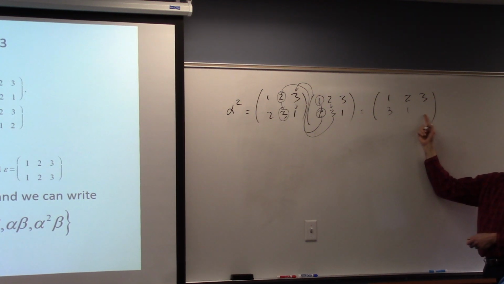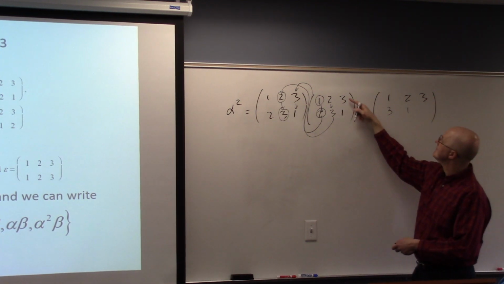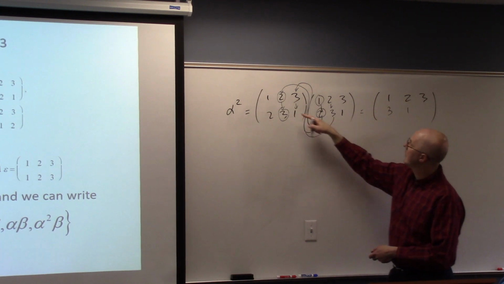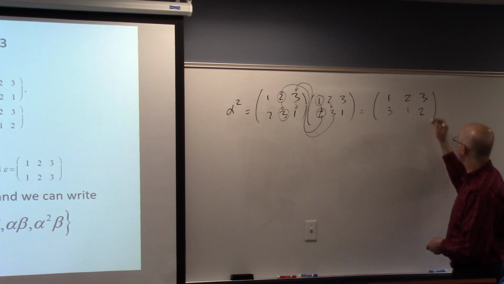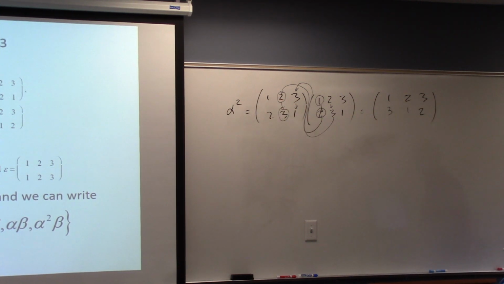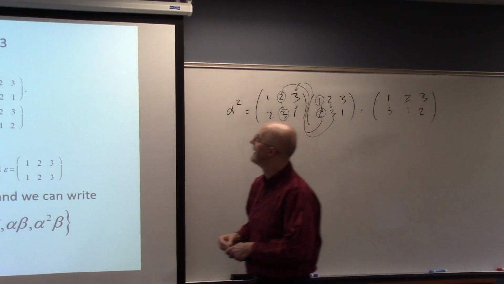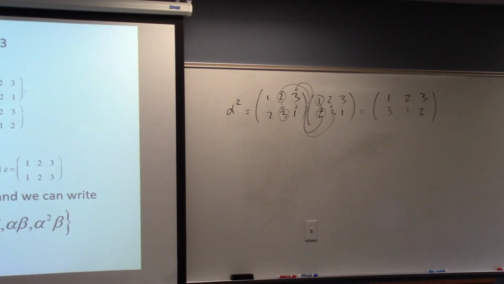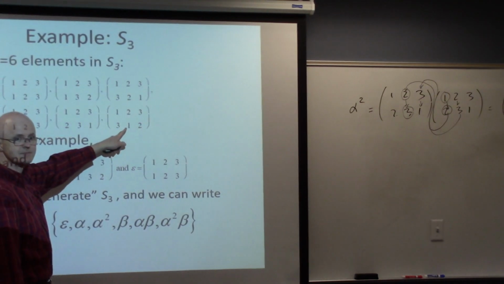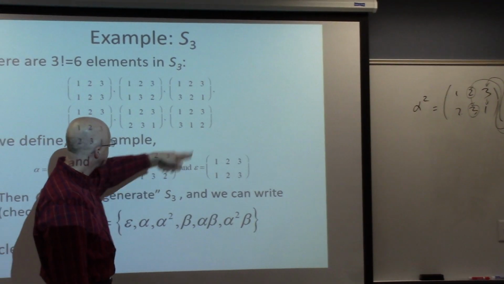It's got to be a 2 there, but you can also just double check it. 3 gets mapped to 1, but then 1 gets mapped back to 2. Overall, the composition maps 3 to 2. And so we get this one right there. So alpha squared is that one.